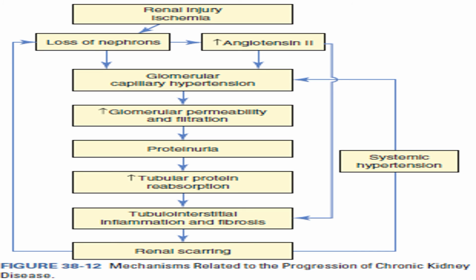Mechanism related to the progression of chronic kidney disease: renal injury from ischemia, loss of nephrons, increasing activity of angiotensin II, glomerular capillary hypertension, and from systemic hypertension, increasing glomerular permeability and filtration, and loss of protein from proteinuria, increasing tubular protein reabsorption, and tubulointerstitial inflammation and fibrosis, and renal scarring, and connective tissue in the renal parenchyma.